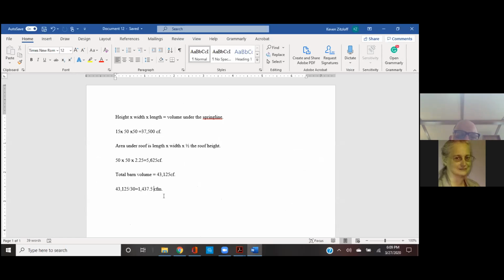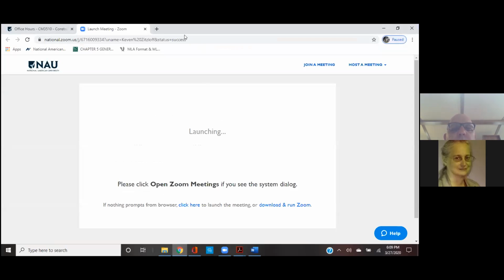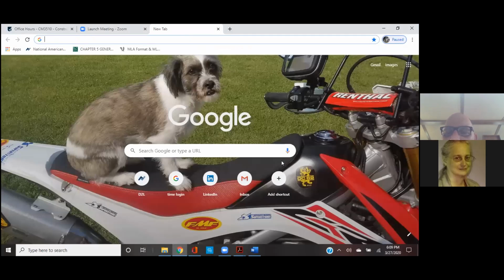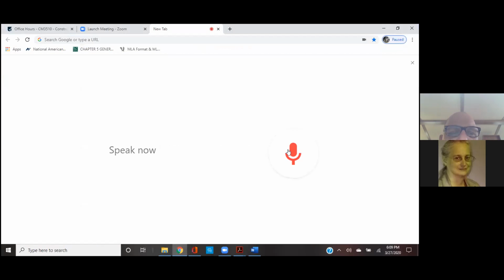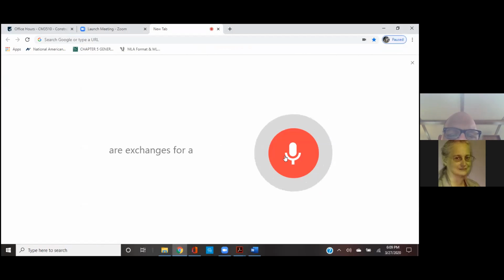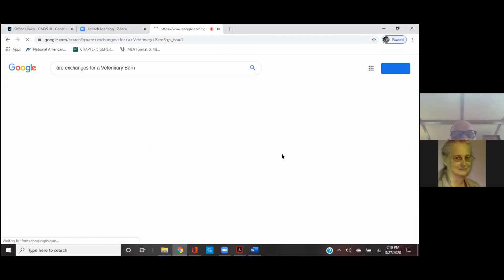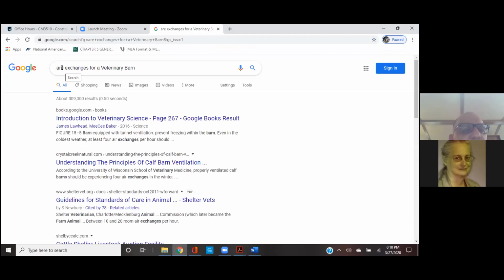You know what I'm thinking? I'm thinking this is a barn. Run to the internet and ask for the air exchanges required for a veterinary barn, because maybe we've just got too many air changes. Air exchanges for a veterinary barn. Or no, calf barn ventilation. Is there a number?